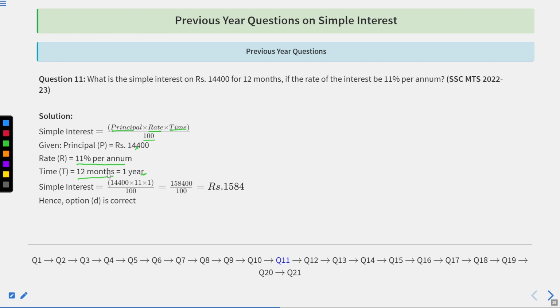So the simple interest is given by this formula. We just substitute the values in the main formula, which will be 14,400 principal, rate is 11% and time is 1, upon 100. It will be 158400 upon 100, which is 1,584 rupees. So the option that is correct is option D.